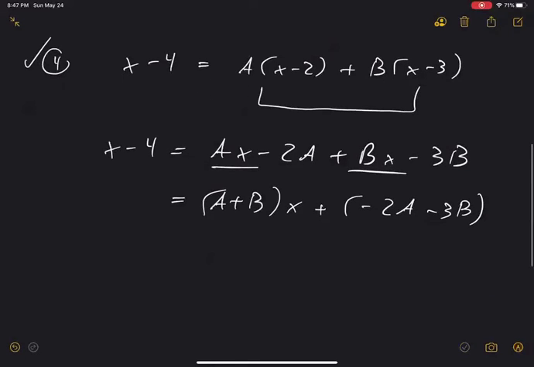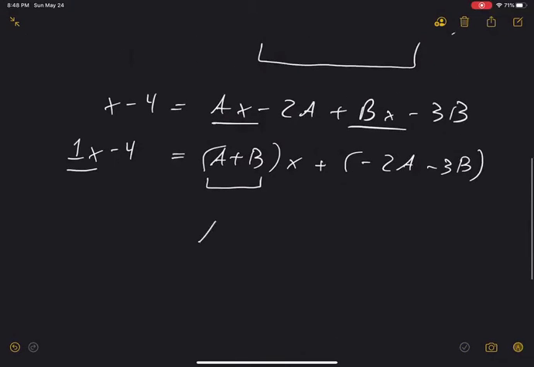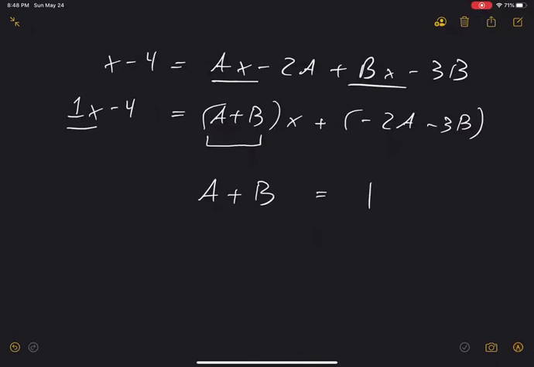Okay. And now it's just about matching the left side to the right side. Over here on the left side, what do I have? I have 1x, right? So that means this a plus b has to equal 1. All right. And then what else do I have? I have minus 4, right? So this thing here has to equal minus 4.